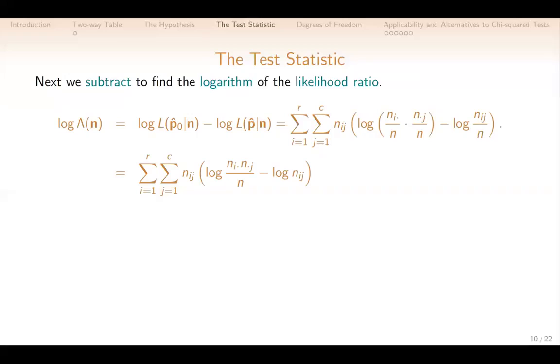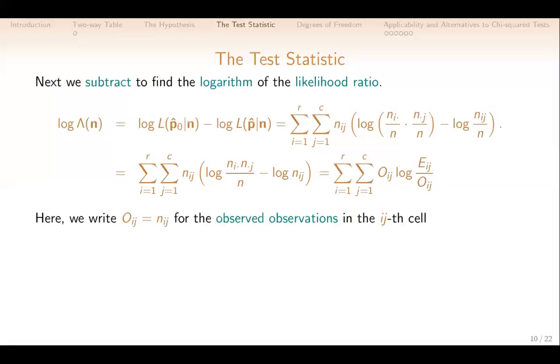So then I get n_ij times the log of n_i-dot times n-dot-j over n, over n_ij. For those of you that are used to the ideas of maximum likelihood, you'll recognize those factors. If you don't, we're going to put them in notation a little bit more familiar to you. The way it's typically written is O_ij for the number of observations, times the log of E_ij divided by O_ij. I'll have to explain where that comes from. O_ij is easy. It's just n_ij, the number of observations in the ij-th cell.